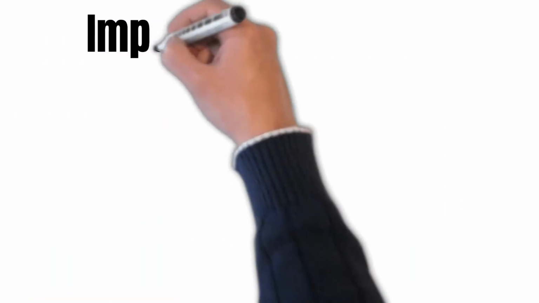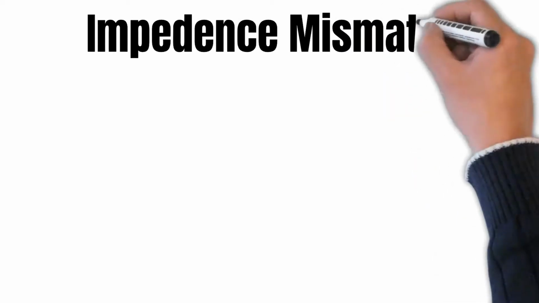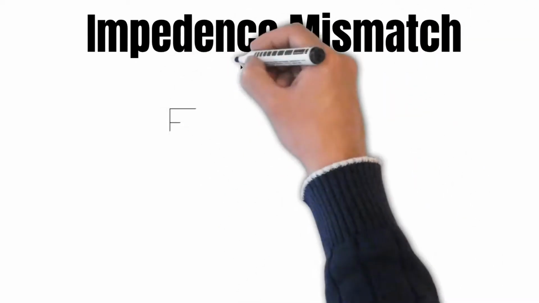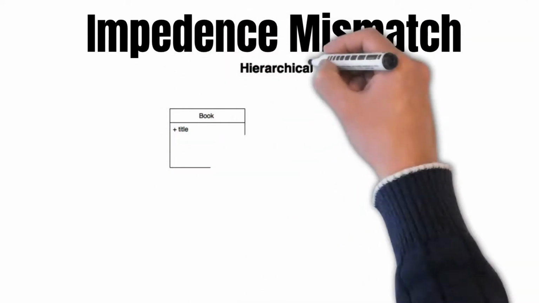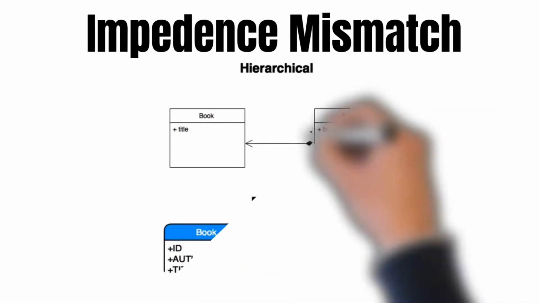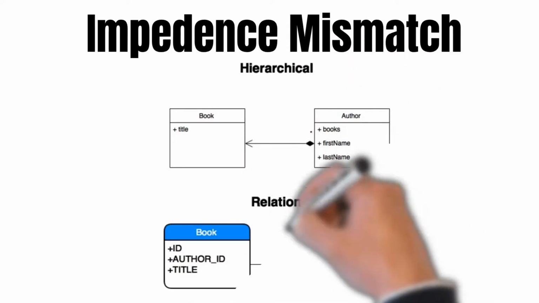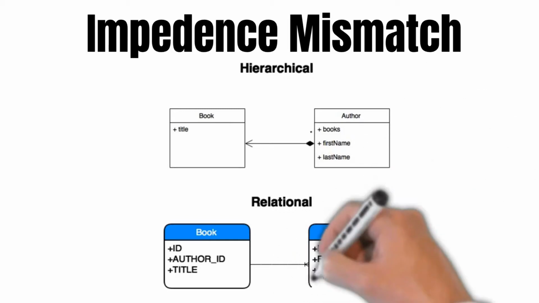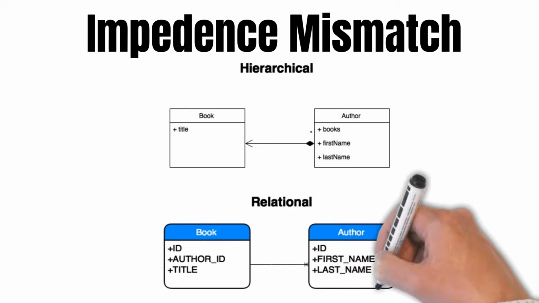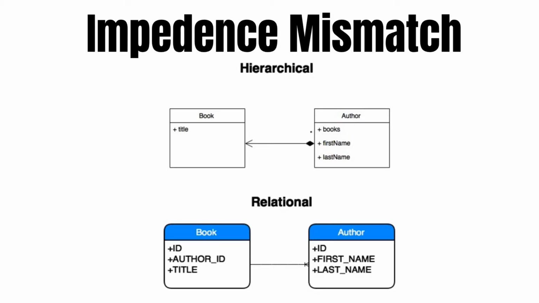So the next advantage is that it helps us solve the impedance mismatch problem, which means it helps us translate the relational database structures into hierarchical forms. So relational is table like structure where one table has foreign key to other tables, and hierarchical is class like structure where one class has reference to other classes.